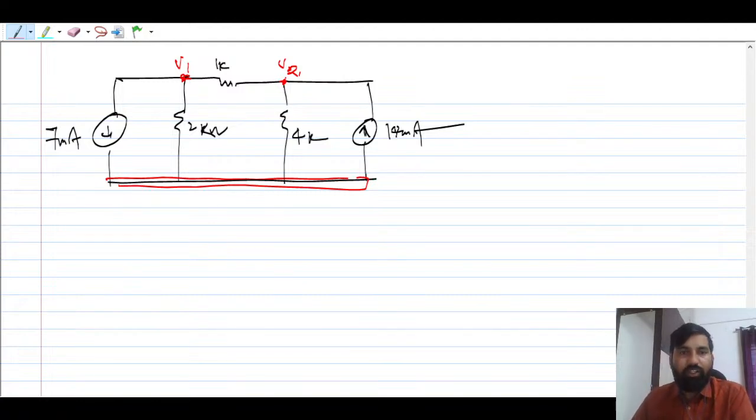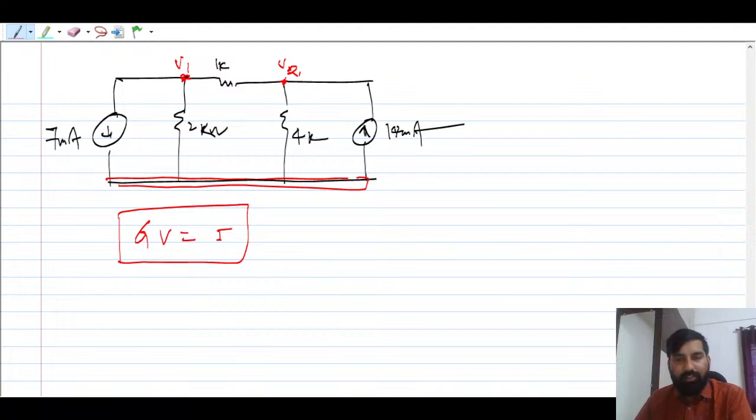So what you can do here is you can directly apply, you can directly write G times V equal to I, G times V equal to I, right?